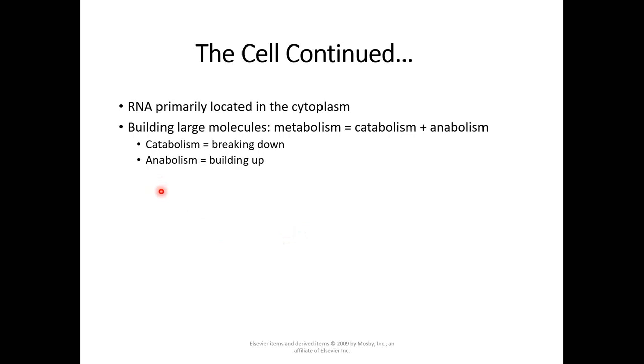And in order to build larger molecules, those macromolecules, things like that, cells undergo what's called cellular metabolism. And in order to have metabolism, you need two things. You need catabolism, which is the breaking down, and you need anabolism, which is the building up. I like to think of it as catabolism being like a catastrophe, breaking down, and anabolism, I just remember A for adding, so you build it up. I don't know if that helps, but that's how I always remember it.